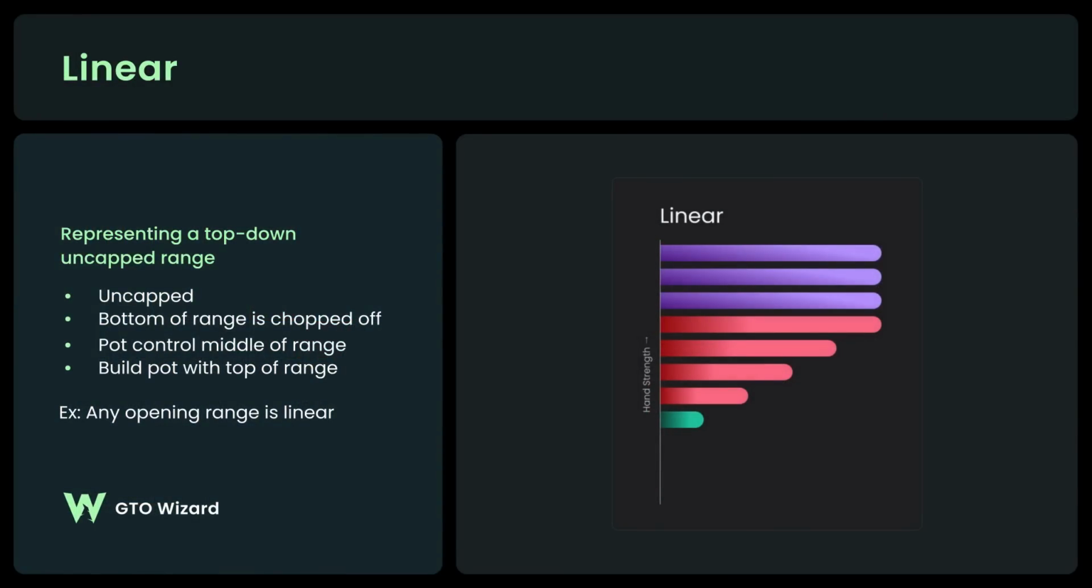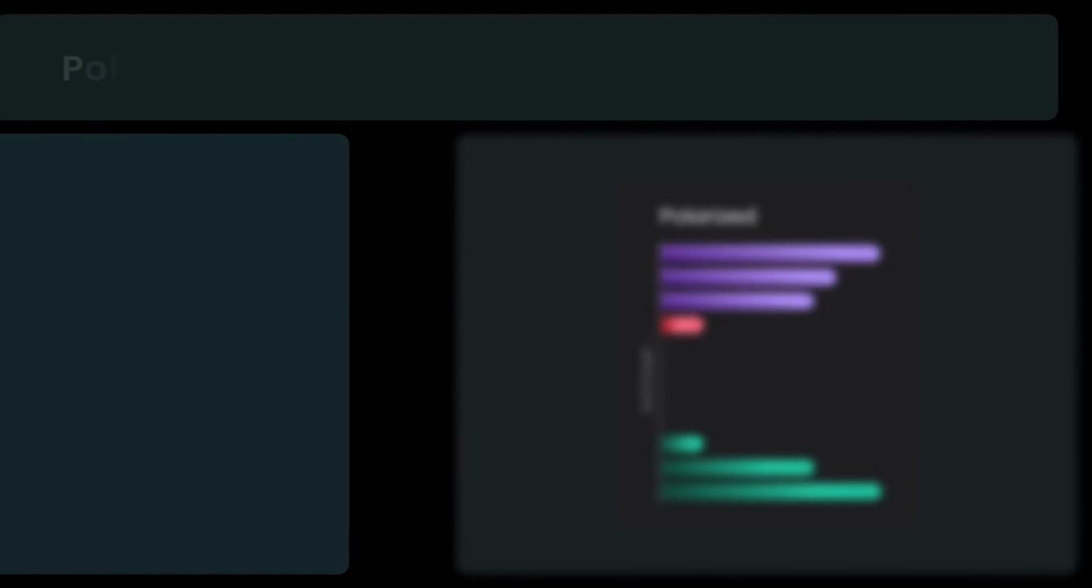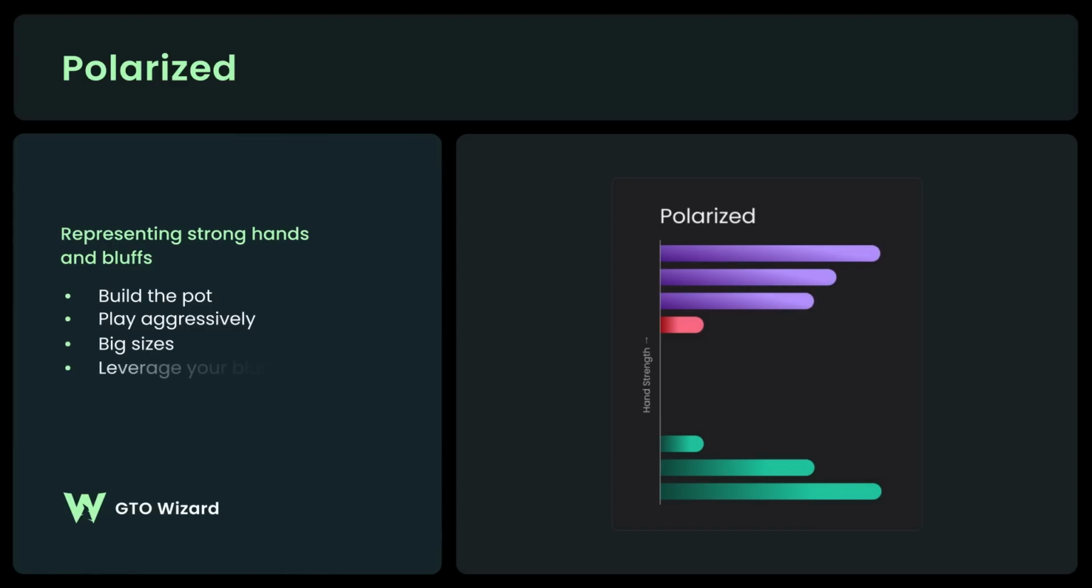This is your starting point. You always start with a linear range, and then you can construct your strategy from there. Next, we have a polarized range, and polarity is the most important range morphology to understand because it's how you get value in poker. A polarized range is one that represents very strong hands and bluffs. When you have a polarized range, your goal is to build the pot. You want to play aggressively, you want to use big bet sizes, and you want to try and leverage your bluffs using those big sizes.